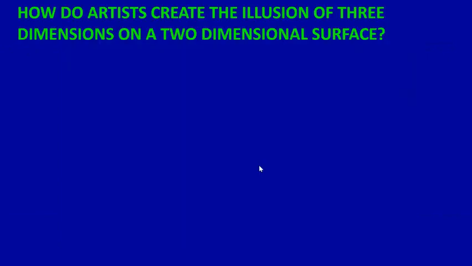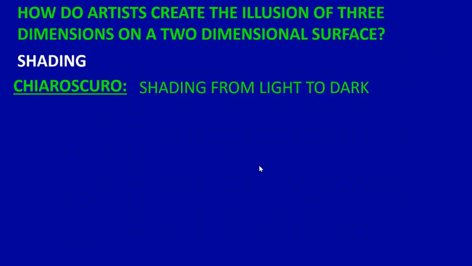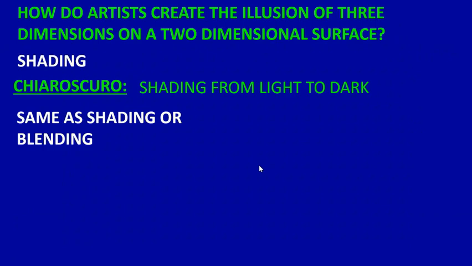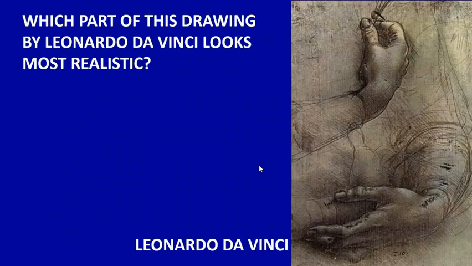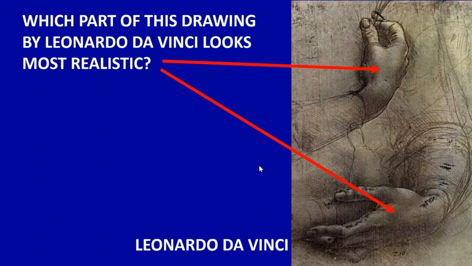So, how do artists create the illusion of three dimensions on a two-dimensional surface? The answer to that is shading, but the fancy art word is chiaroscuro. It's shading from light to dark, but it's the same thing as shading or blending. So, in this painting by Leonardo da Vinci, which part looks the most realistic? It's the hands. The hands look most realistic because they have the most shading on them. And so, why is that?